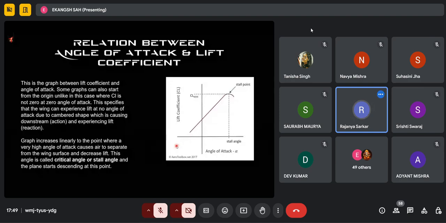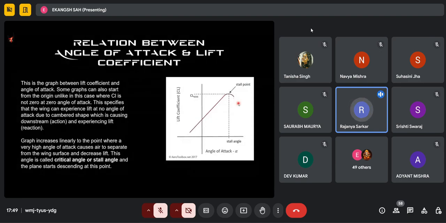Yes, this is it. So basically what happens at alpha greater than stall angle, the flow separation starts, and due to this flow separation, as we have seen, some vortices are formed near the upper surface of the wing. As a result, the lift produced decreases, as well as the value of CL decreases, as we can see in the plot. So this phenomenon is stall. Okay, moving onward.